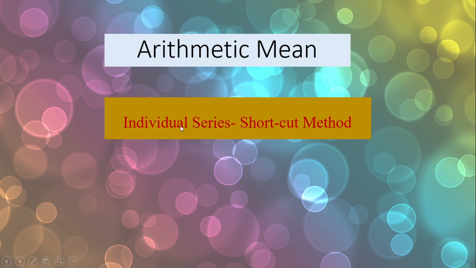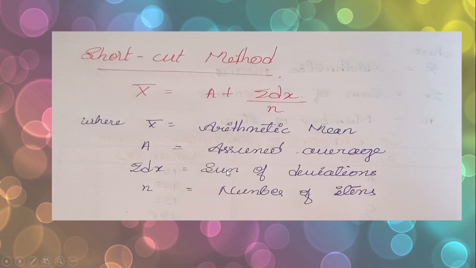We have one more method for the individual series, of course the same series, but the shortcut method. In case of the shortcut method, we have a different formula. Shortcut method: arithmetic mean x bar equals a plus summation dx divided by n. Here x bar is the same thing, arithmetic mean, but here A means assumed average. We are going to start the solution with this assumed average. I'll tell in the problem what it indicates.